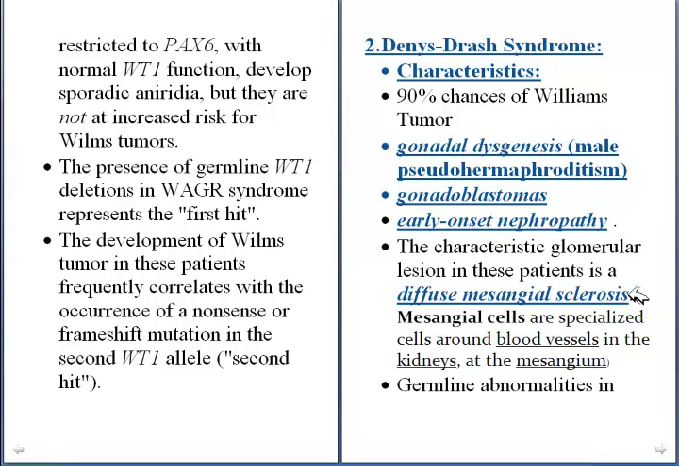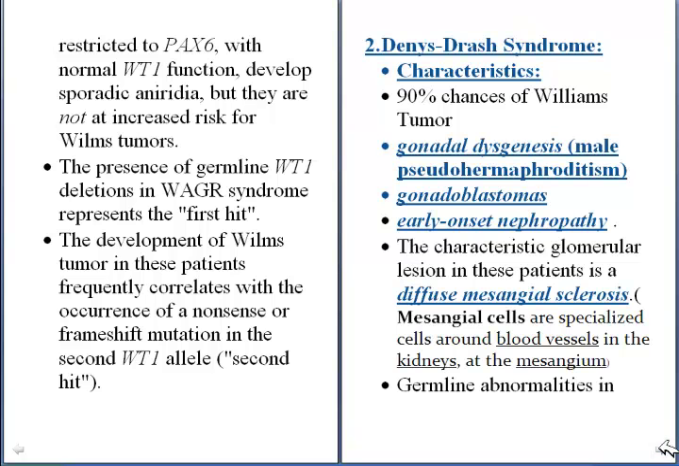So they have 90% chances of Wilms tumor, and in WAGR syndrome you just had 33% chances of Wilms tumor. You would also find gonadal dysgenesis, gonadoblastomas, and early onset nephropathy, and on histopathology you would find diffuse mesangial sclerosis, which is actually this hardening of the mesangium or the mesangial cells. These are specialized cells around the blood vessels in the kidney.